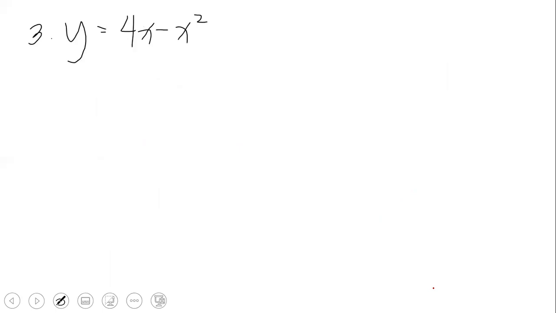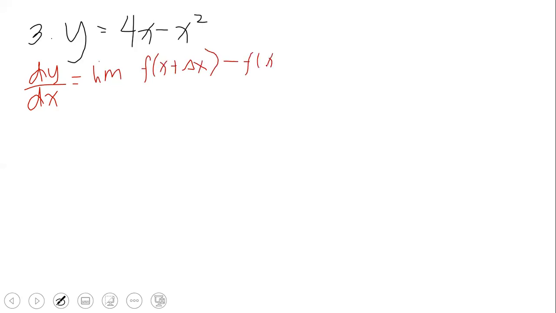Let's have number 3. Yung number 3 naman, you have the following function, y equal to 4x minus x squared. For number 3, kailangan mo siyang i-expand ulit. So, use the definition of limits, dy over dx equal to the limit of f of x plus delta x minus f of x all over delta x as delta x approaches 0. So, let's have this.